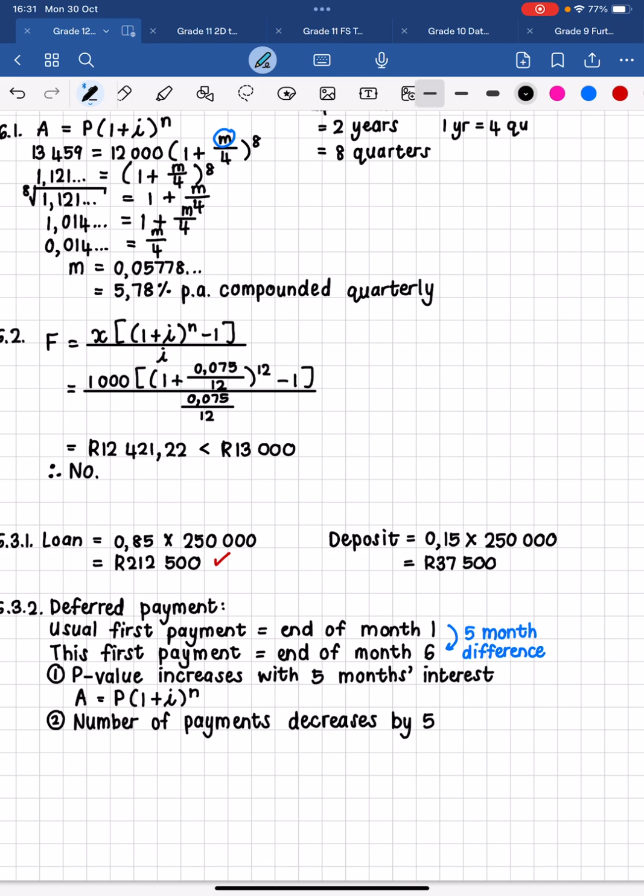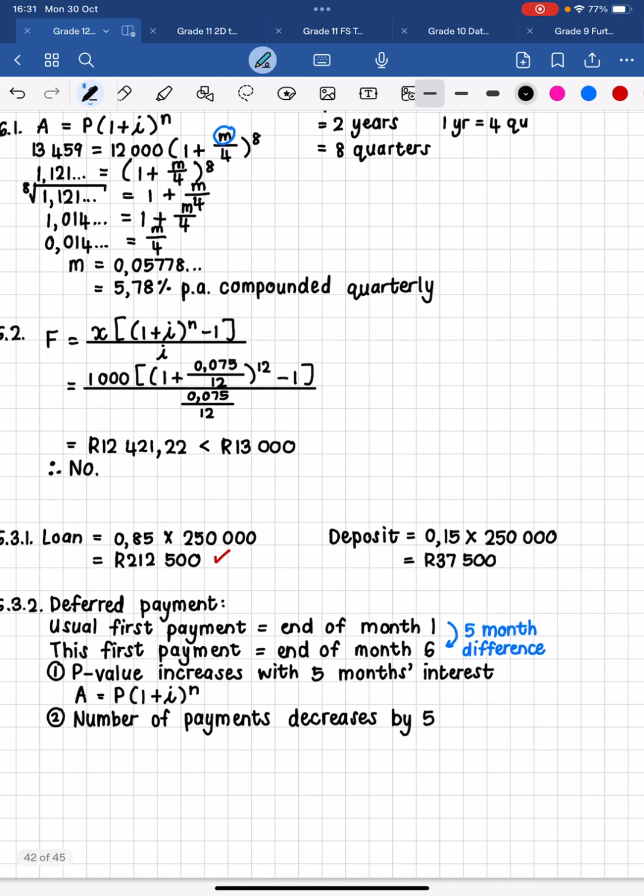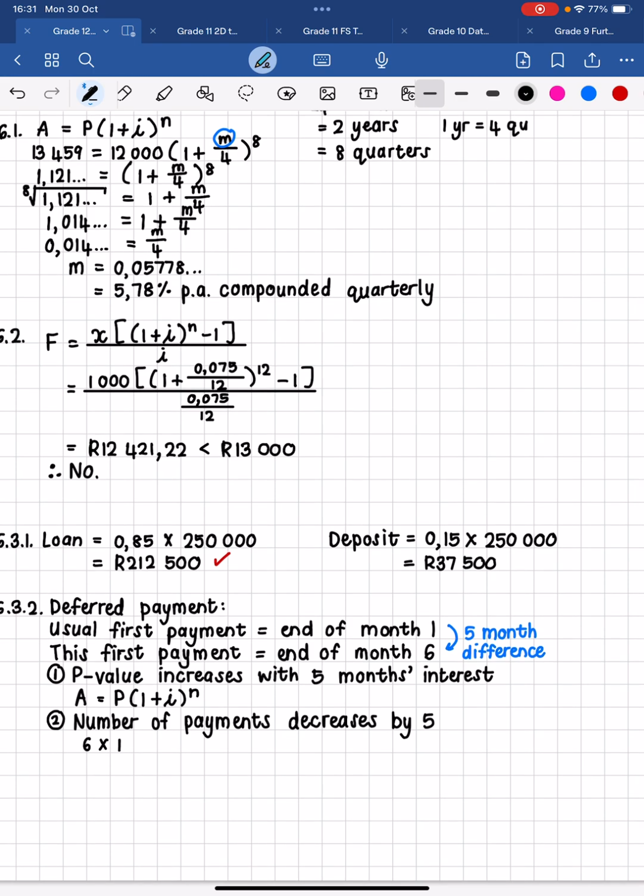So we need to calculate how many payments he would have made in the 6 years. He would have made 6 times 12 payments, right? 72 payments. That is how many payments he would have made if he started paying when he was supposed to start paying. But now, because there are 5 months where he doesn't make any payments, he is not going to make 72 payments. He is going to make 67 payments in total.